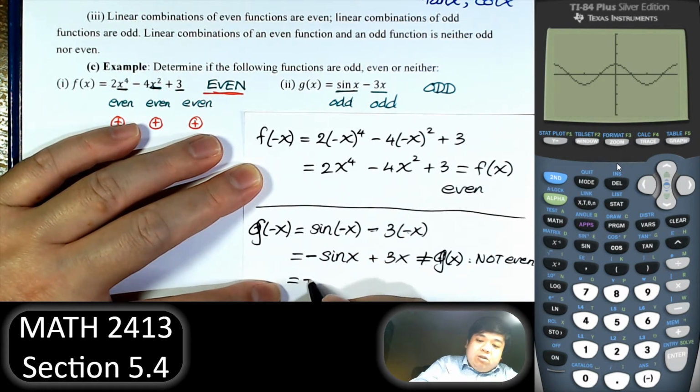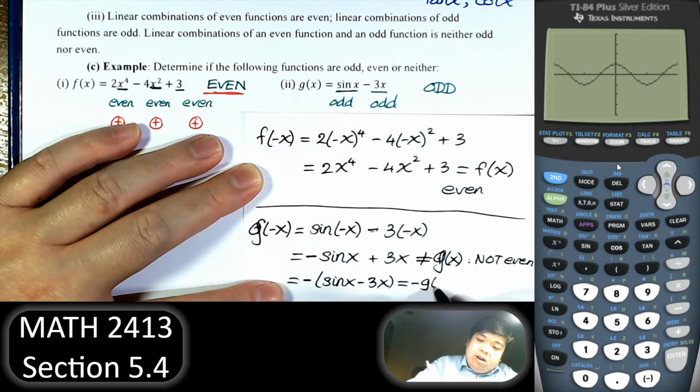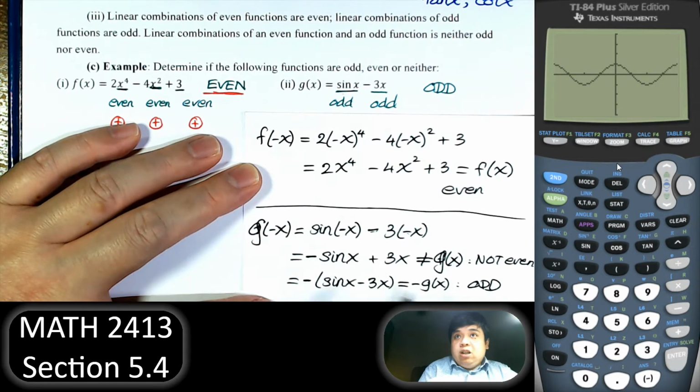But if we factor out the negative, we have the same as the function. So this is equal to the negative of the function. So that's why this is odd. So if we want to use the definition, this is how we do it.